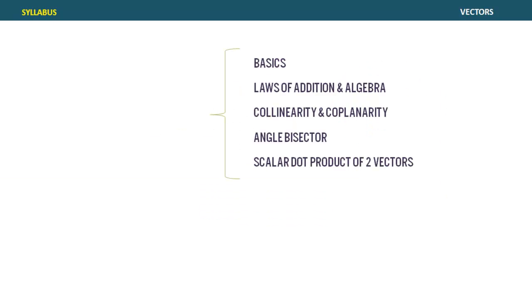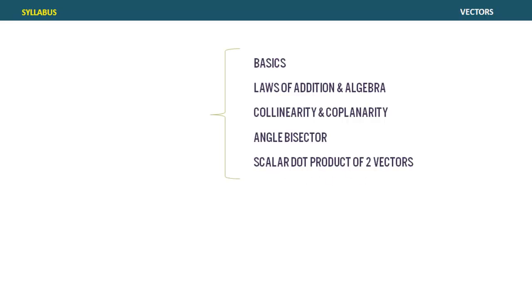In today's lecture, we are going to cover the basics of vectors, laws of addition and the algebra related to vectors, collinearity and coplanarity. I'll be talking in detail about this. Since you people generally leave these two topics, we'll be taking questions which are asked, because these are actually asked in the paper. Then the concept of angle bisector of two vectors and scalar dot product of two vectors. This is what we are going to cover in today's lecture.